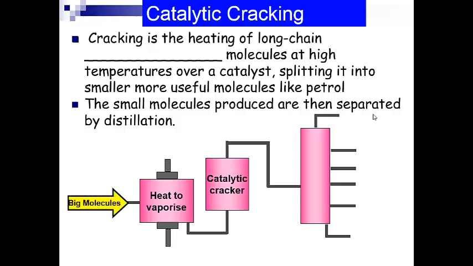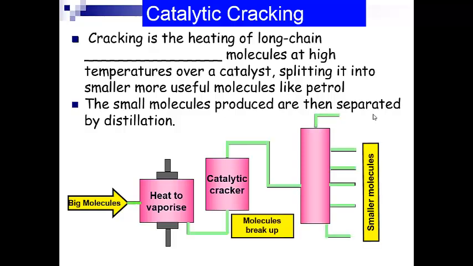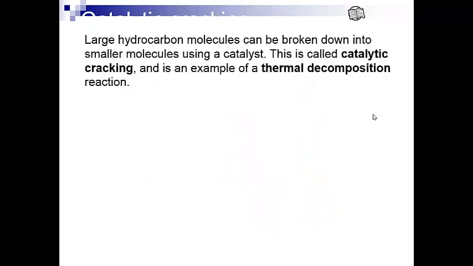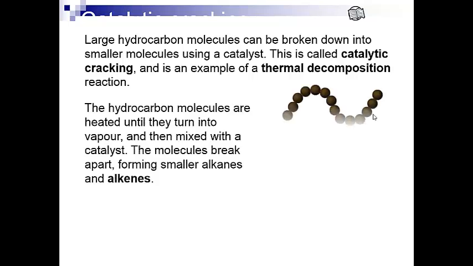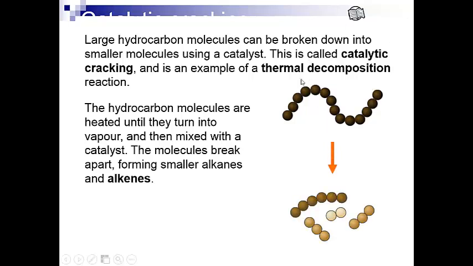So big molecules go in, they have a high temperature and a catalyst. Molecules break up into smaller molecules. That's cracking. So large hydrocarbon molecules can be broken down into smaller molecules using a catalyst. This is called catalytic cracking, an example of a thermal decomposition reaction. Thermal decomposition, so thermal just means heat, decomposition means breaking down. The hydrocarbon molecules are heated until they are turned into vapor and then mixed with a catalyst. The molecules break apart, forming smaller alkanes and alkenes.